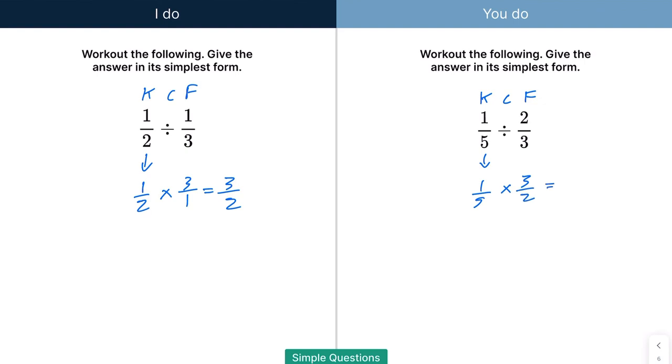Now we'll just cross multiply. So 1 times 3, that gives me 3. And then I do 5 times 2, and that gives me 10. Now can this be simplified? No. So that's our answer there.